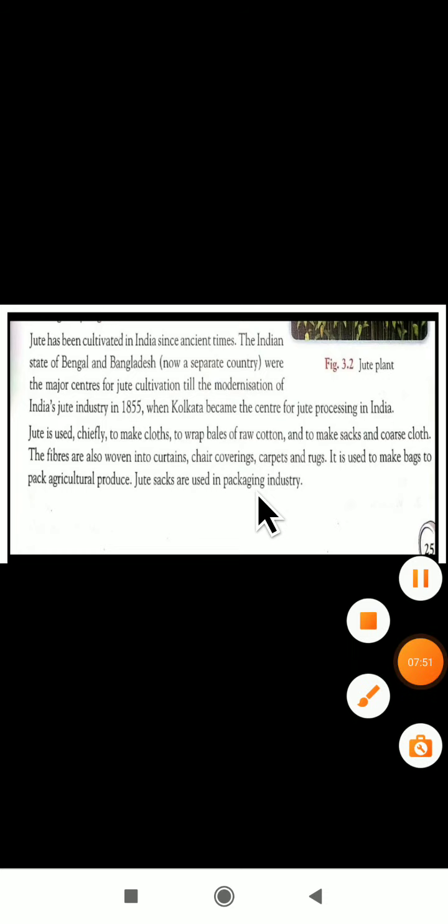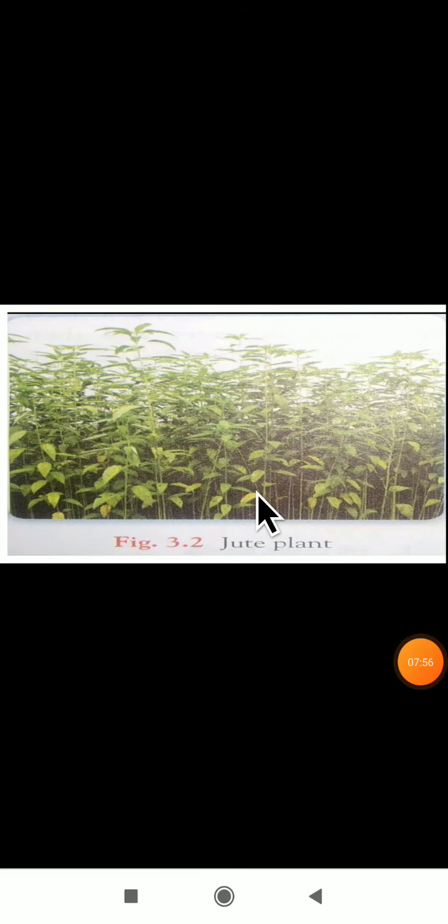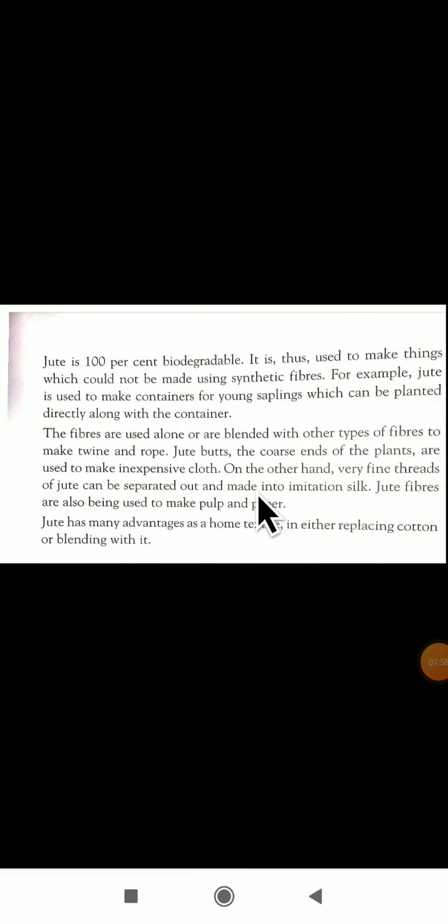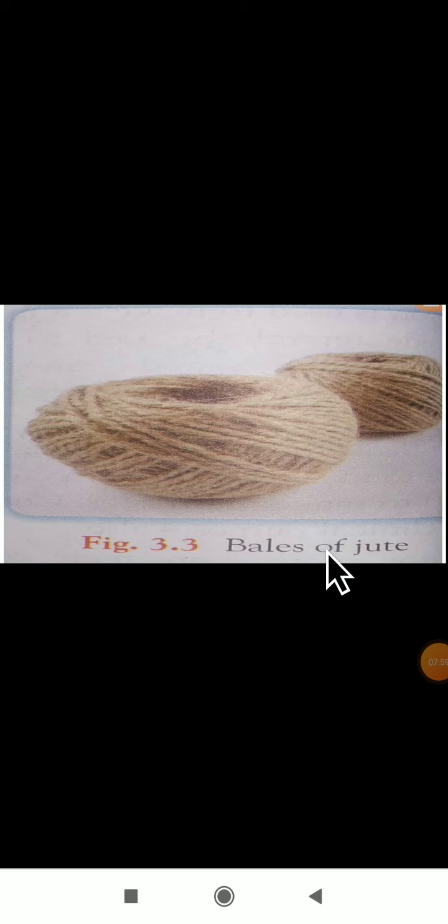Where are the sacks used? They are used in the packing industry. Here I will show you the picture of bales of jute. This is the bales of jute.